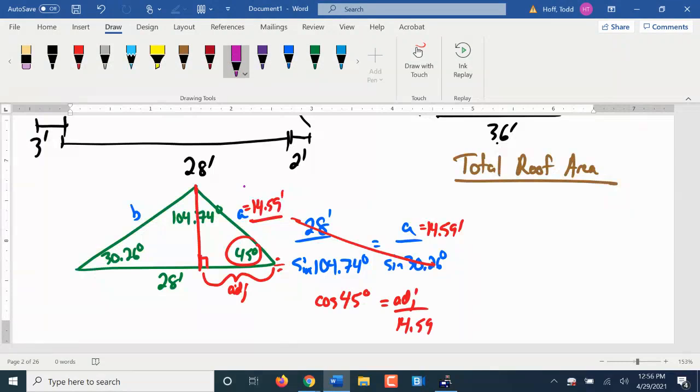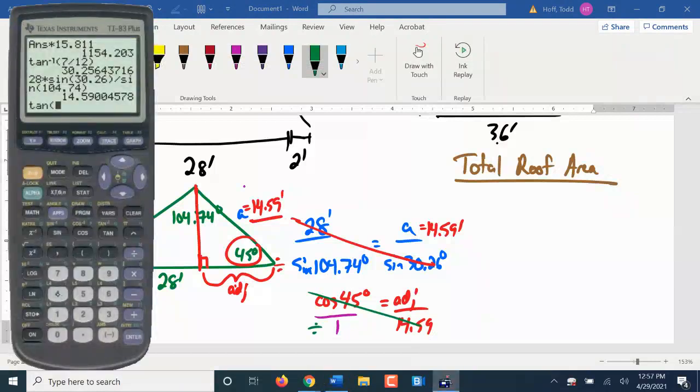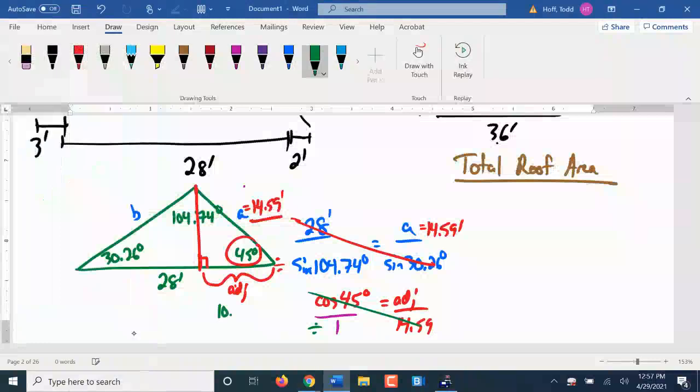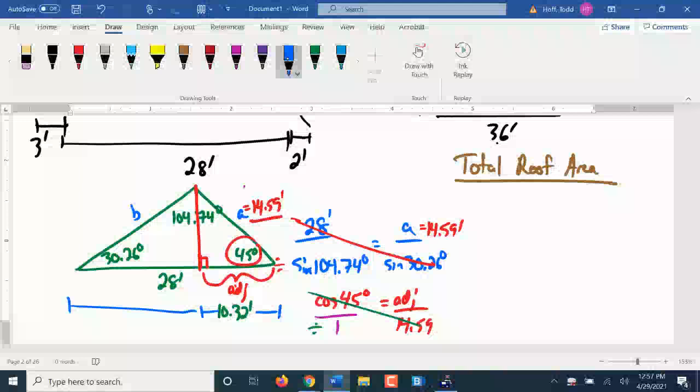So to find that length, I'm going to put this over 1. I'm going to cross multiply and divide. So it's cosine of 45 degrees times 14.59 divided by 1, but that's not going to make any difference. I put tangent instead of cosine. Let me try that again. Gives us 10.32 feet. That's the span of the 12/12 slope, which means the span of the 7/12 slope is 17.68 feet.